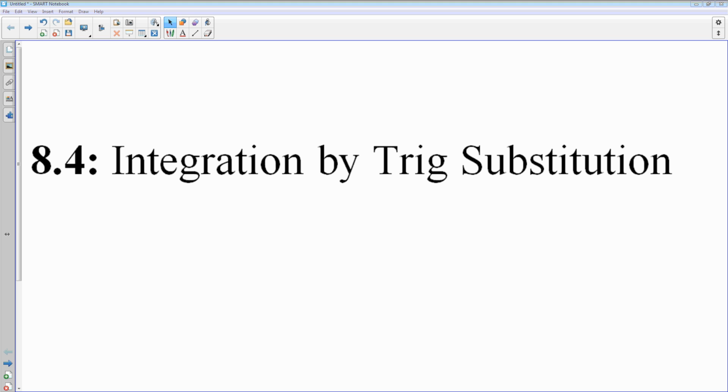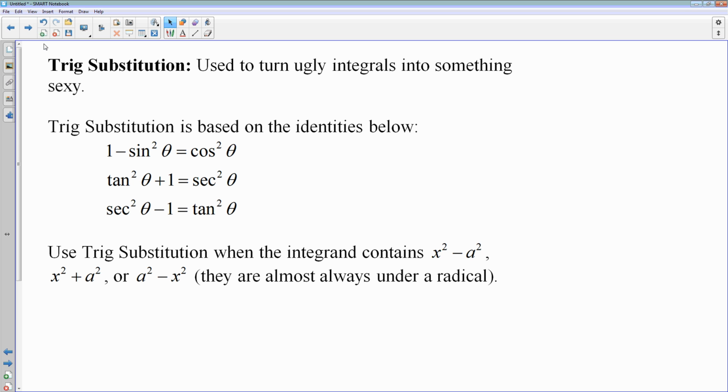Integration with trig substitution, possibly the most difficult integration technique. It's all opinion. Anyway, the idea behind trig substitution is it takes what is an ugly integral, or something that we can't do otherwise, and makes it into something sexy.